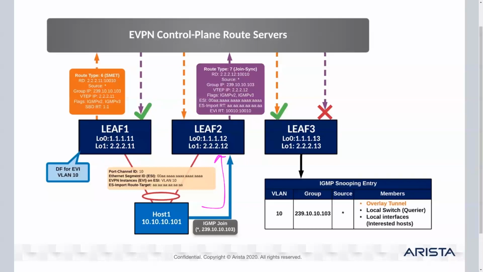Now notice that leaf 3 also receives the type 7 route, but it's not going to end up processing it because it's not connected to the ESI, but specifically it's not looking to import any routes with this particular ES import RT.